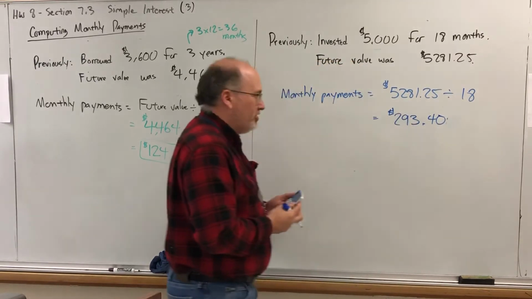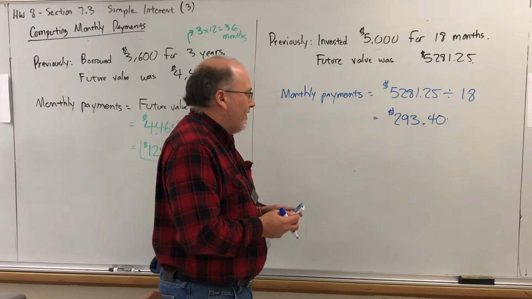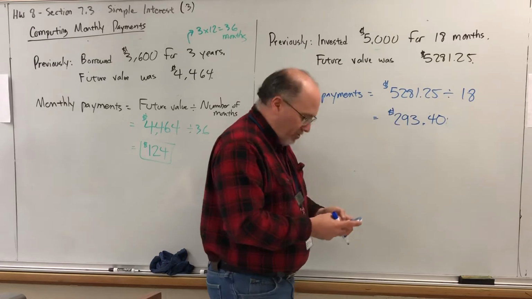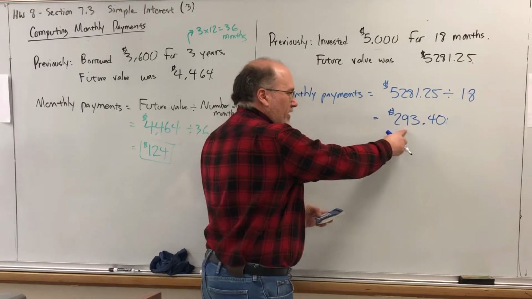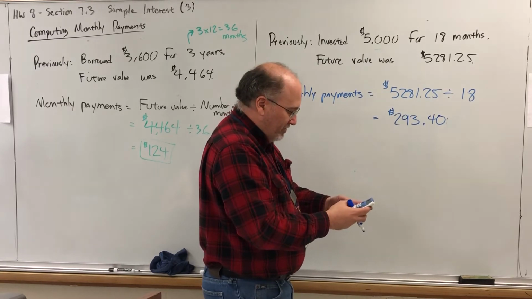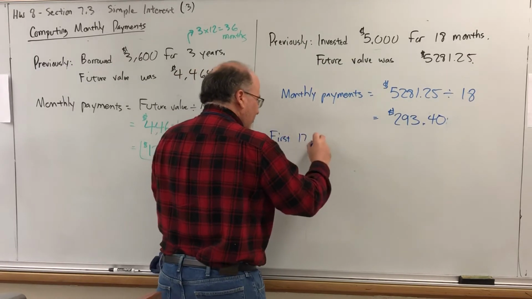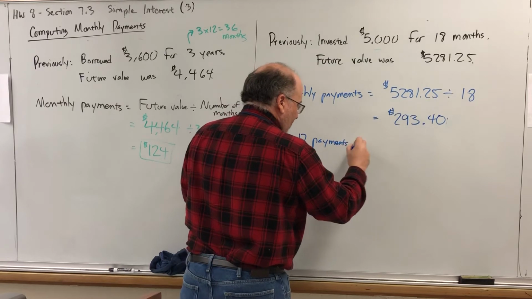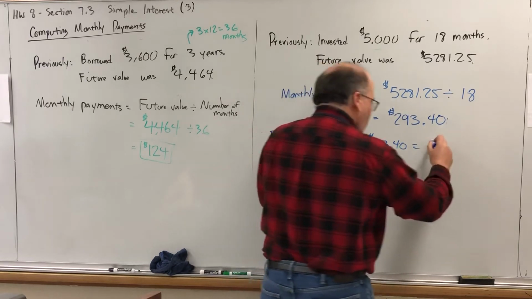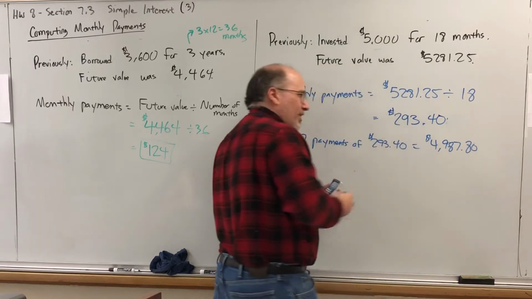Now here's where you have to be just a tad careful, and banks take care of this all the time. If I were to receive this much per month for 18 months, it's not going to be this exactly because of rounding issues. So for example, let's say that I got this much money for the first 17 months, $293.40 times 17. Okay, so the first 17 payments of $293.40 is a total of $4,987.80. I just multiplied this number times 17.